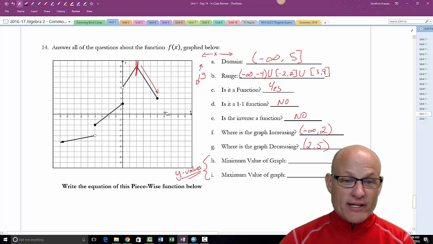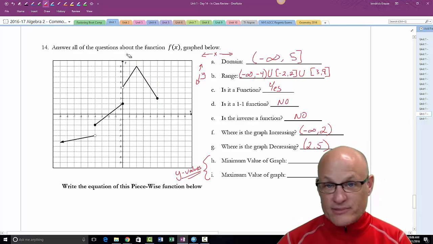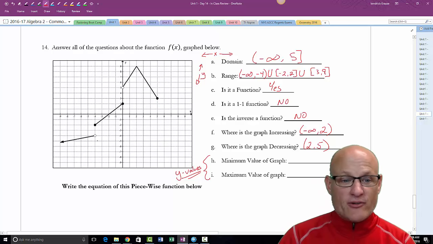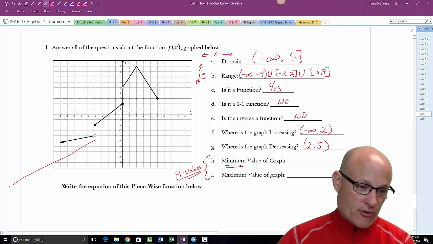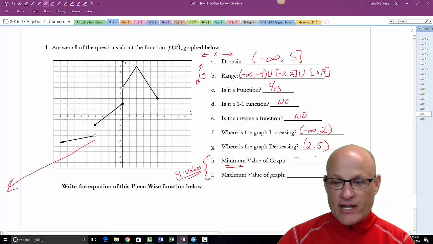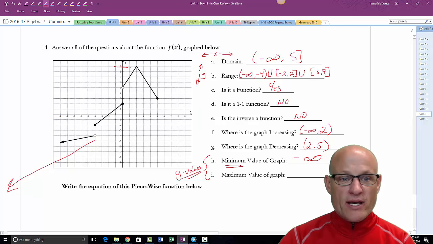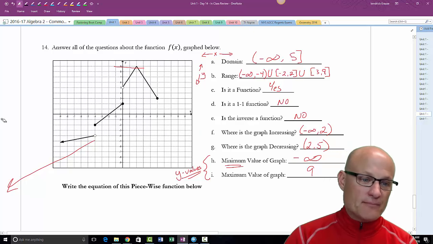Now, finally, we get to the place where I want y values, and this is the only place I want you to give me y values. So what is the minimum? The lowest part of the graph. Well, remember, it's going down forever and ever, so my minimum is negative infinity. And the maximum is way up here, which would be 9. All right.